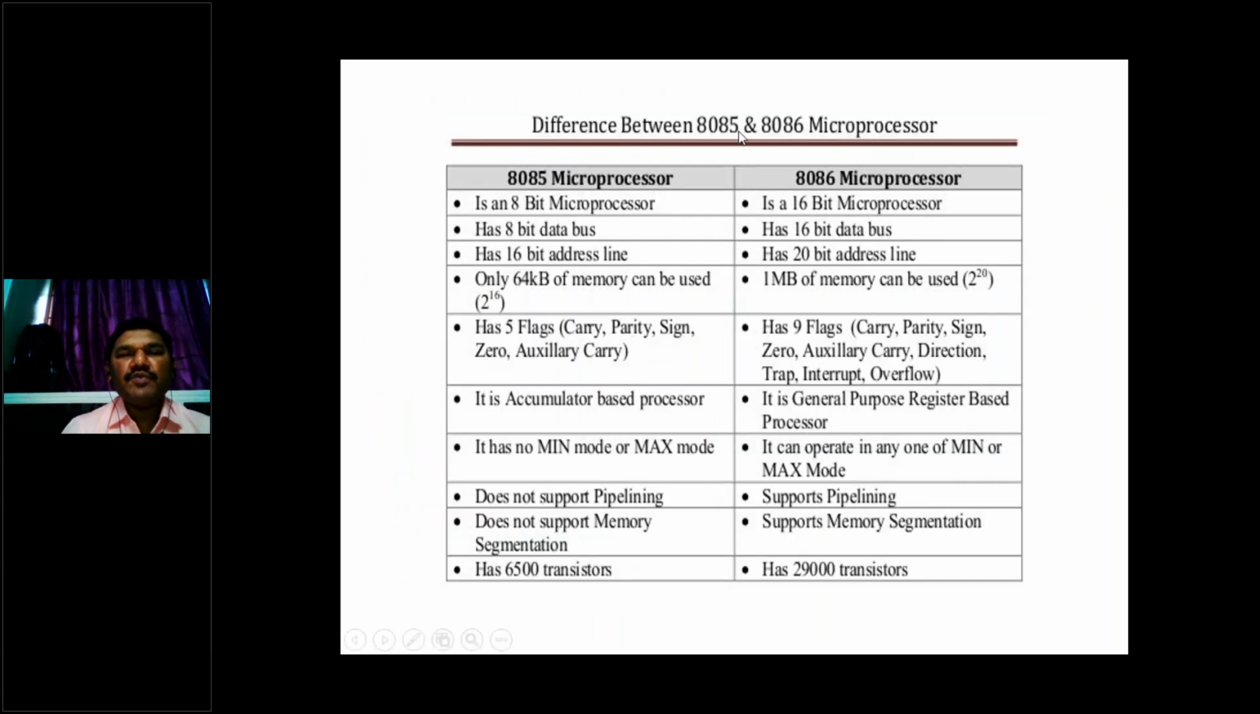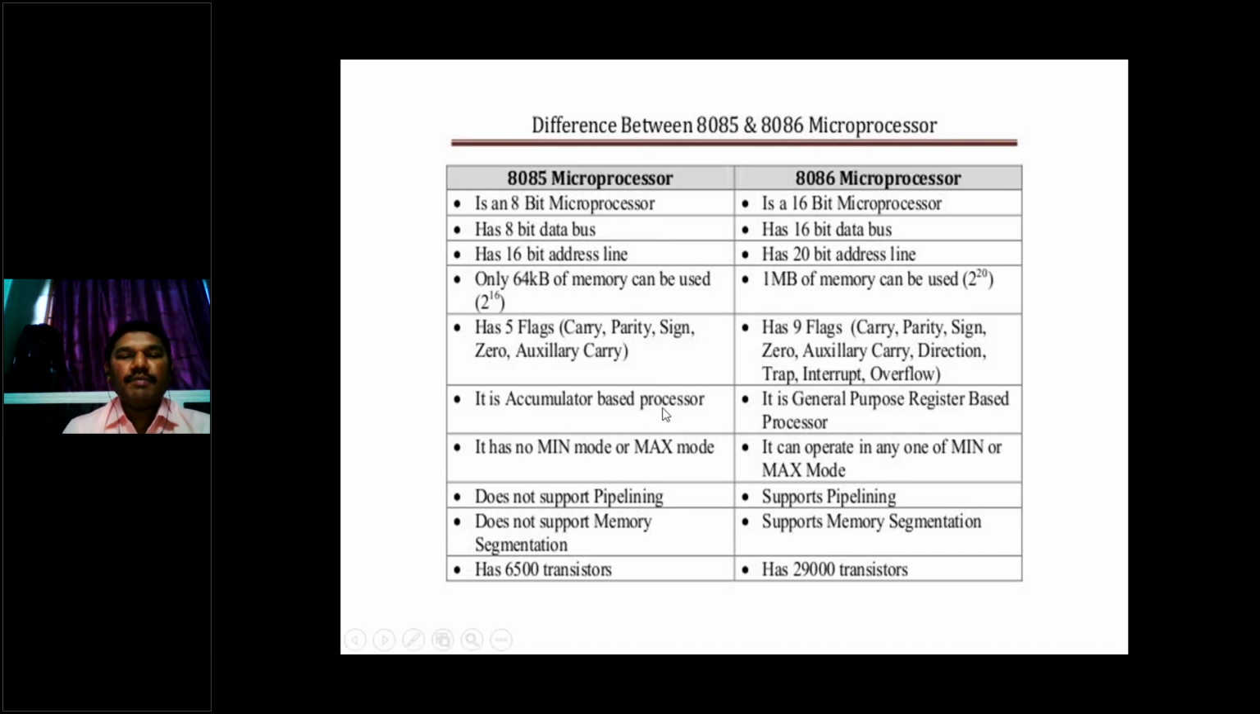And this is the difference between the 8085 and 8086 microprocessors. 8085 is an 8-bit microprocessor, whereas 8086 is a 16-bit microprocessor. 8085 has an 8-bit data bus, and 8086 has a 16-bit data bus. 8085 has 16 address lines, and 8086 has 20 address lines. Right, 8085 has 64 KB of memory and 8086 has 1 MB of memory. 8085 has 5 flags: carry flag, parity flag, sign flag, zero flag and auxiliary carry flag, and 8086 has 9 flags: carry flag, parity flag, sign flag, zero flag, auxiliary carry flag, direction and trap flag, and interrupt and overflow flags.